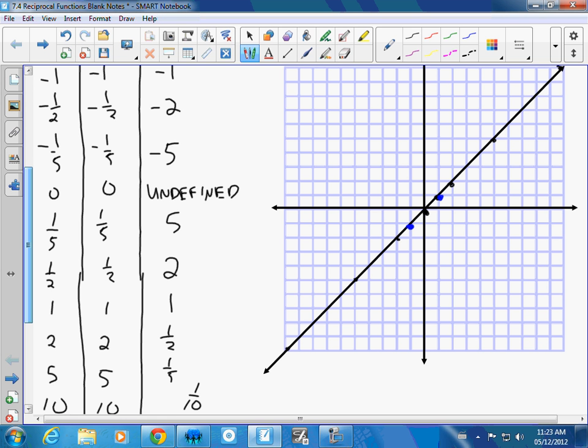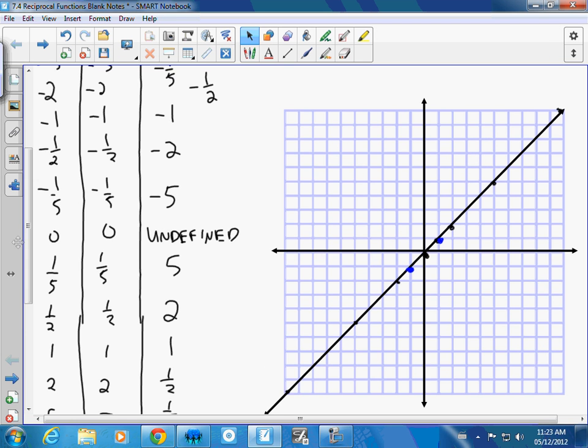What else we got here that we can do? Well, that one wasn't bad. So 1 and 1. Let's try this one, negative a half and negative 2. So negative a half is going to be right here, and negative 2 is going to be right there. Well, that one's not bad to graph, eh? Right about there. Is that pretty close?